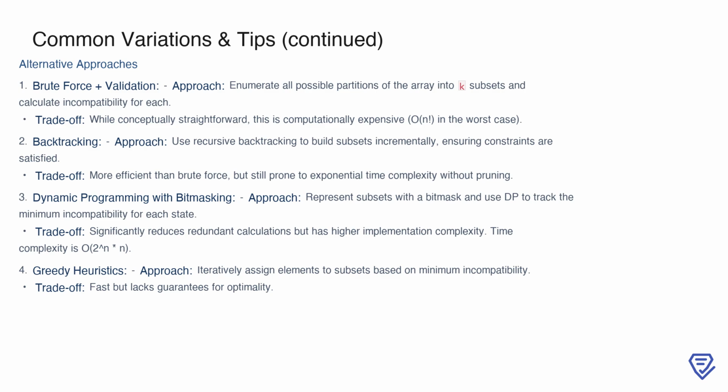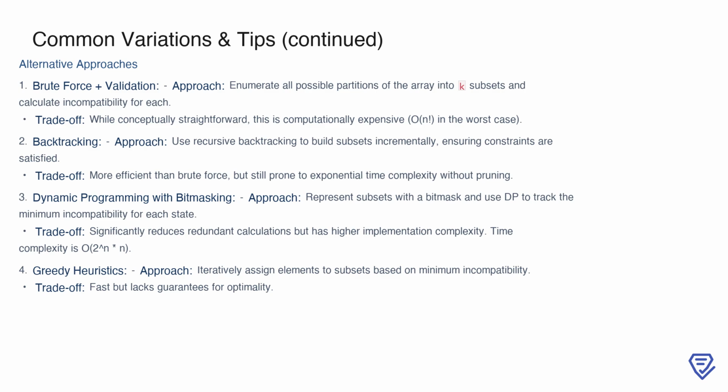There are several alternative approaches to solving this problem, each with its own trade-offs. One straightforward method is brute force combined with validation. This involves enumerating all possible partitions of the array into k subsets and calculating the incompatibility for each. While simple to understand, it is computationally expensive, with a worst-case complexity of n. A more efficient option is backtracking, where subsets are built incrementally while ensuring constraints are satisfied. This is faster than brute force but can still be exponential in time complexity unless effective pruning is applied.